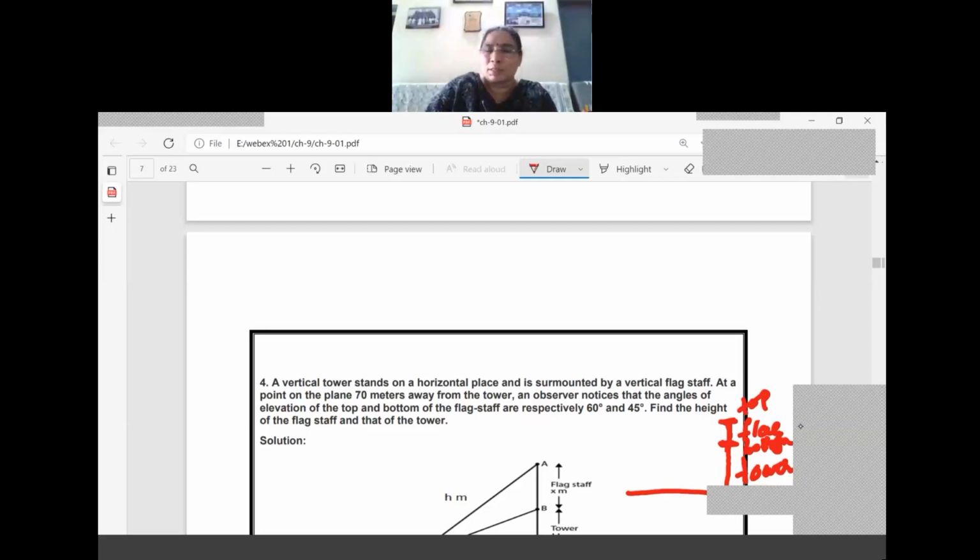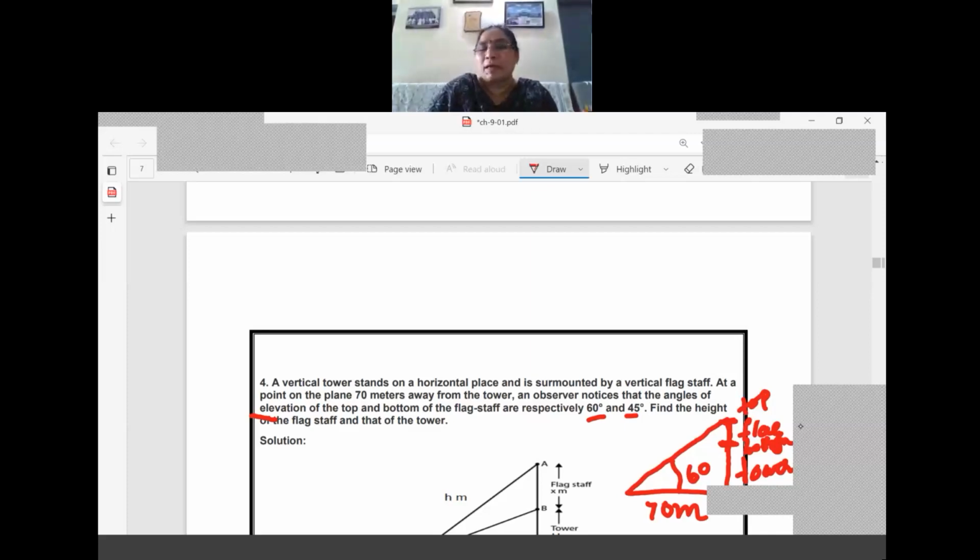At a point on the plane 70 meters away from the tower. So this is 70 meters. The observer notices the angle of elevation. Elevation means upside only; an elevated position we have to draw. At the top and bottom of the flag. At the top, what is the angle? 60 degrees. And at the bottom, what is the angle? 45 degrees. So at the top I am drawing the first line of sight. So this is equal to 60.